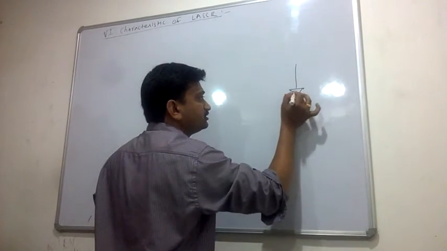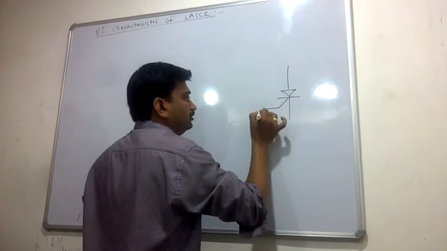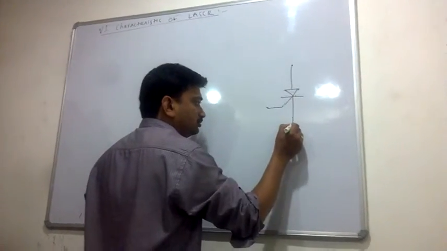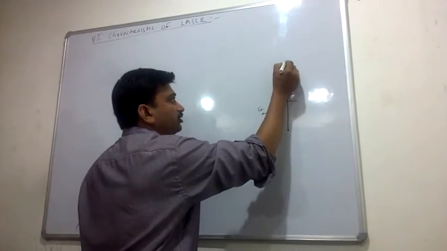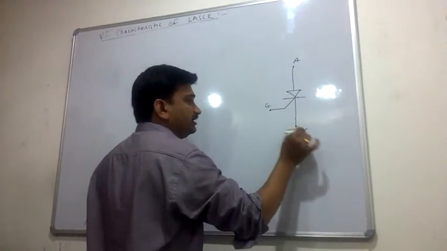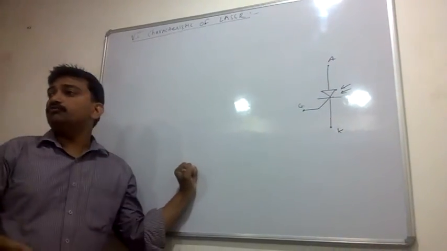The only difference is that in a normal SCR we show the curve with respect to the gate terminal or the gate current, and in a light activated SCR we will show it according to the intensity of light.